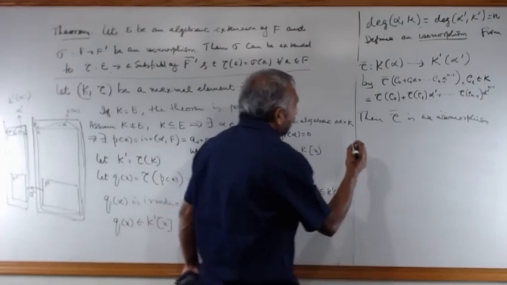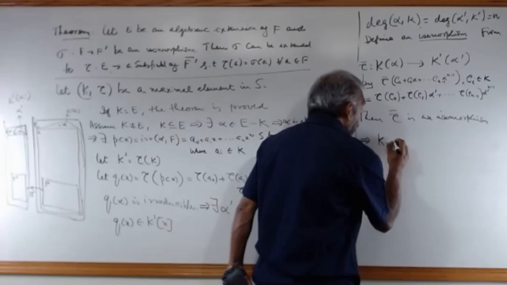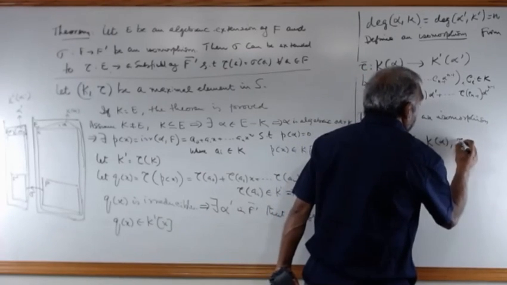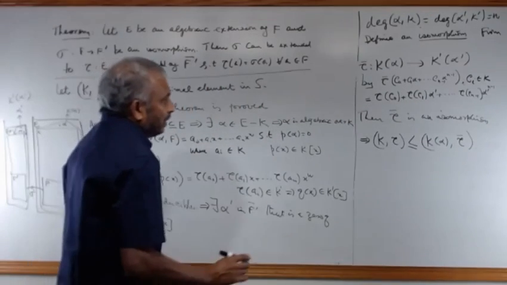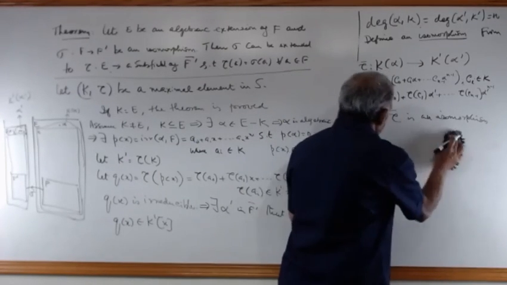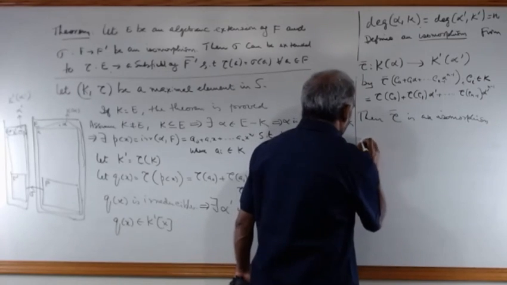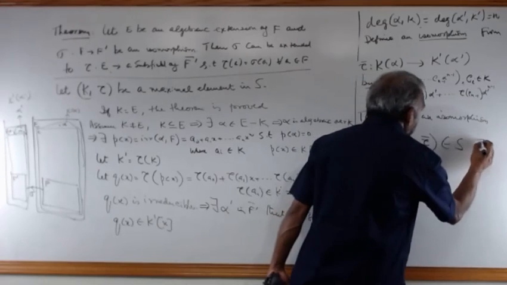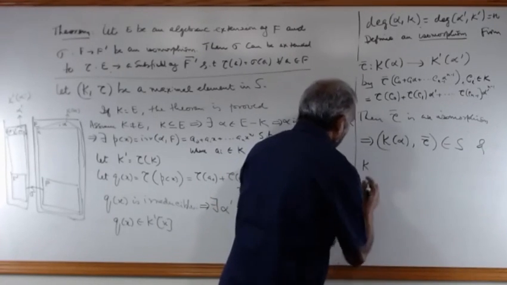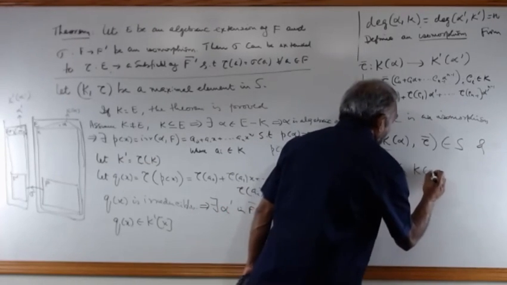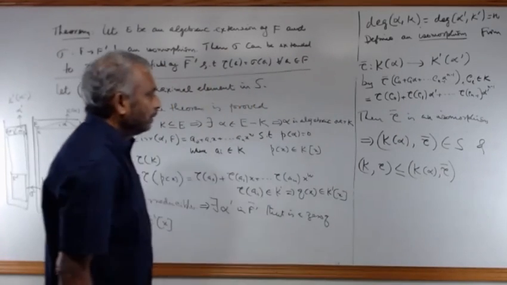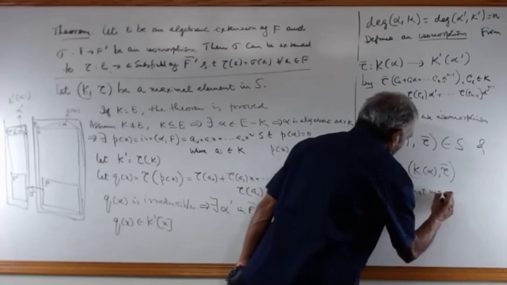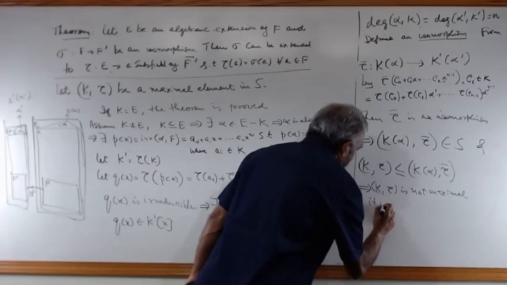So that implies (k, tau) is less than (k(alpha), tau bar). Okay, I'm going to add one more step. And isomorphism, and therefore that implies (k(alpha), tau bar) belongs to S, and (k, tau) is less than or equal to (k(alpha), tau bar). And that contradicts. So that means (k, tau) is not maximal. It's a contradiction.